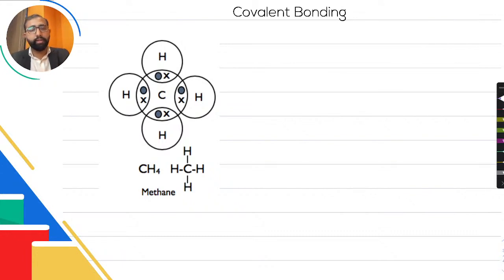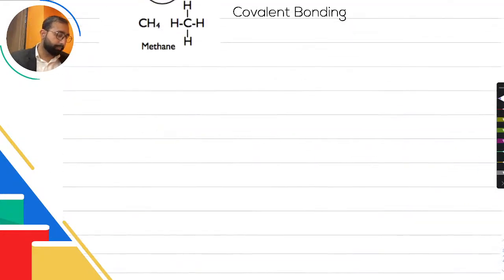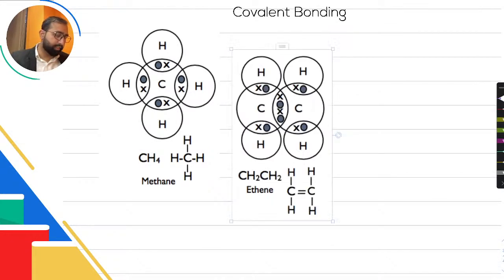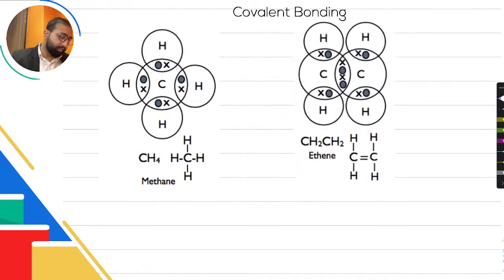Similarly, let's try ethene. Again, you don't need to know the name at this stage. We will talk about it when we get to organic bonding. All right, so this is ethene, C2H4. I gave you this formula, but this is another way of writing it, and this is called the structural formula. We'll talk about it again in organic chemistry.